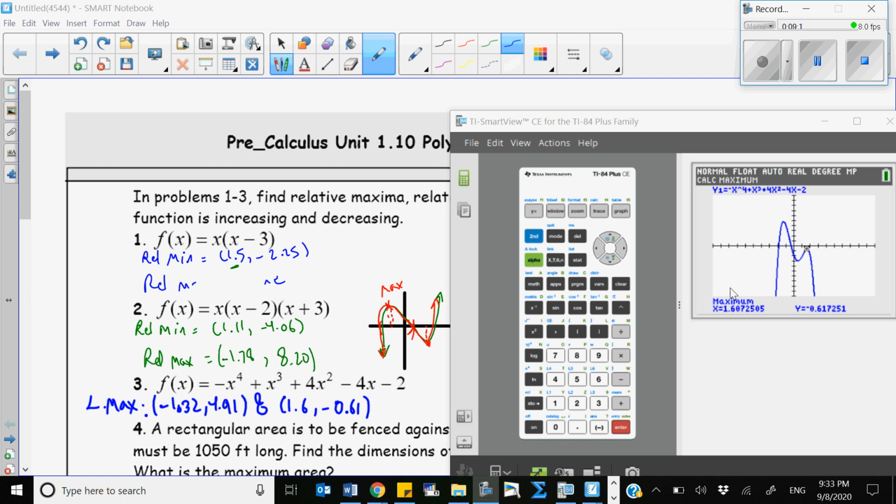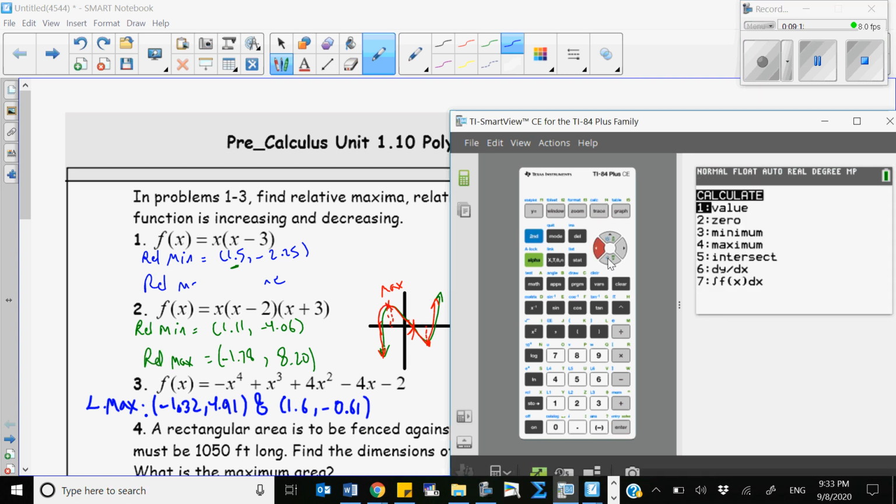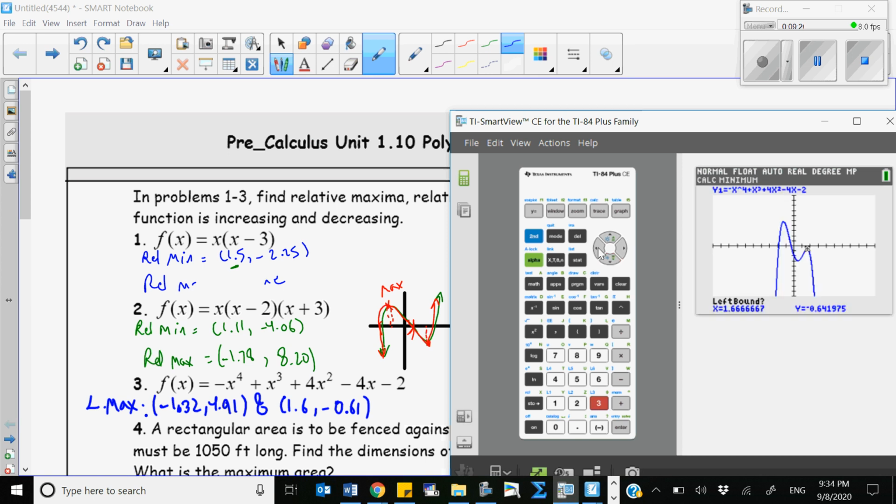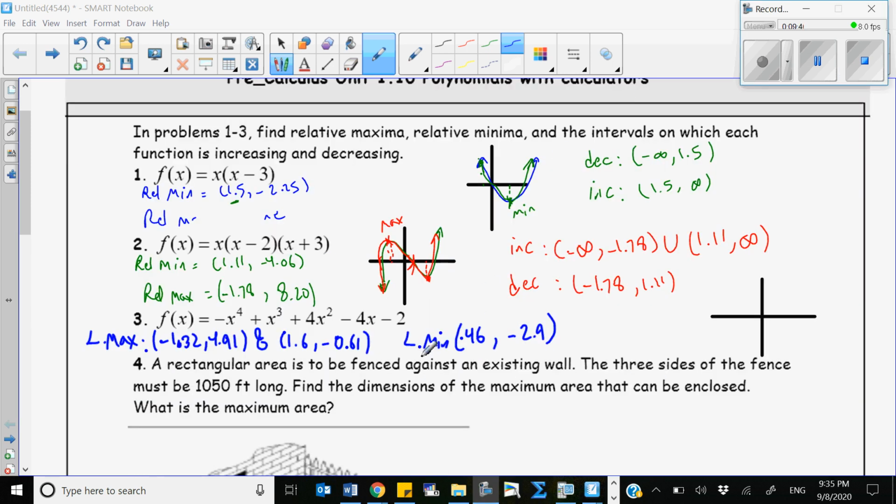Then I need to find the local minimum. Second trace and go to number 3. I have to go on the left side of the point, then to the right side, and then on top of that. X is 0.46 and y is negative 2.9. And this is my local minimum.